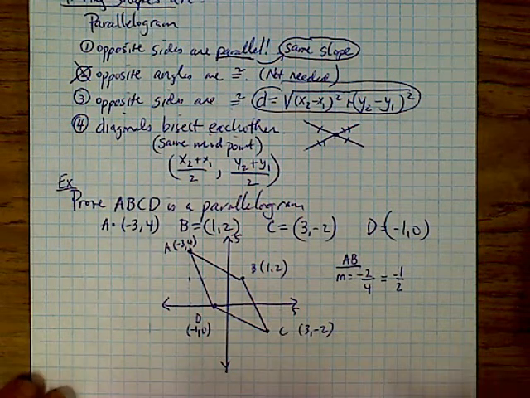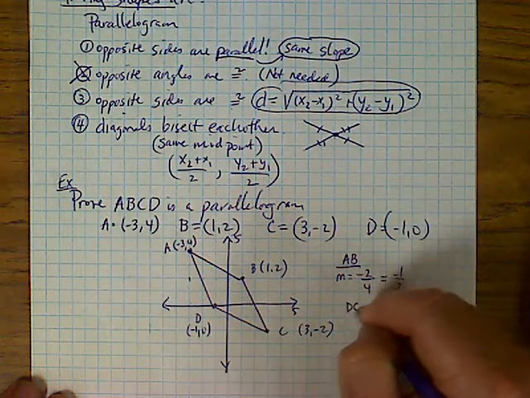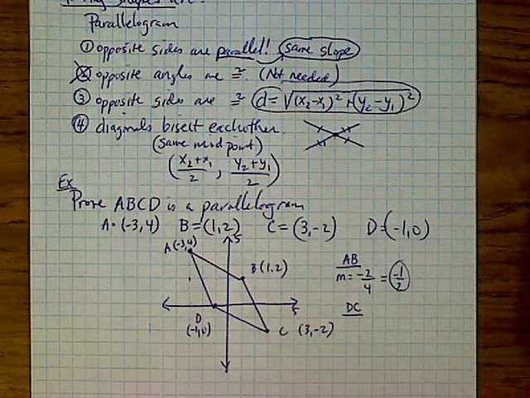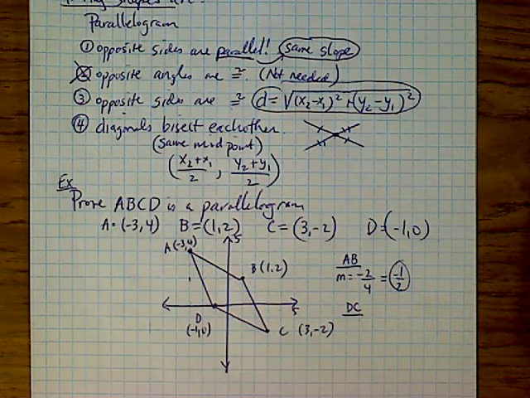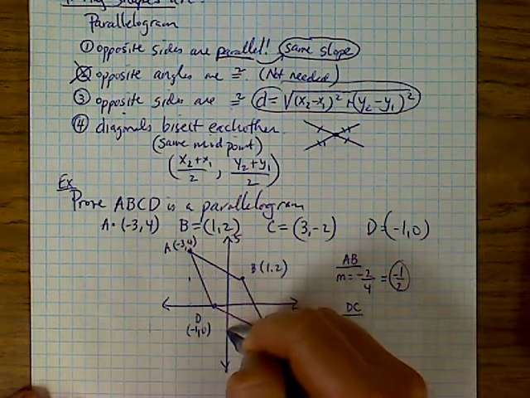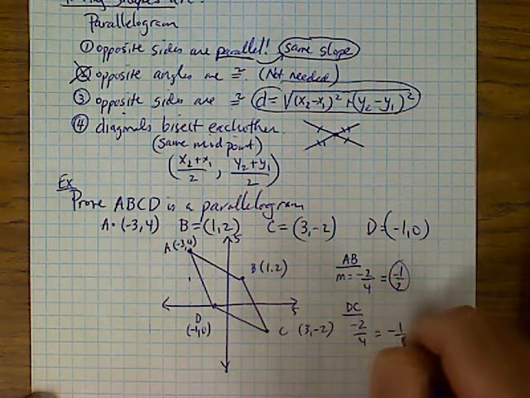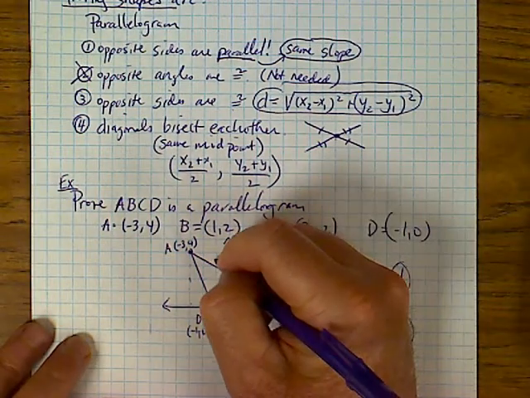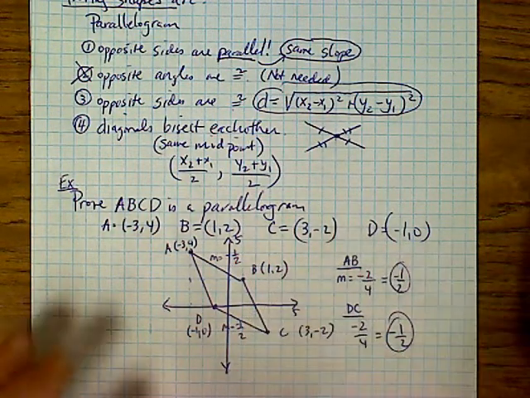Okay, let's do the same thing for DC to see if DC has the same slope. So again, we got our slope here. We're going to go down 2 over 1, 2, 3, 4. So down 2 over 4, which is -1/2 there. So those two slopes are the same. I'm going to write it here on the paper: -1/2 slope here, -1/2.